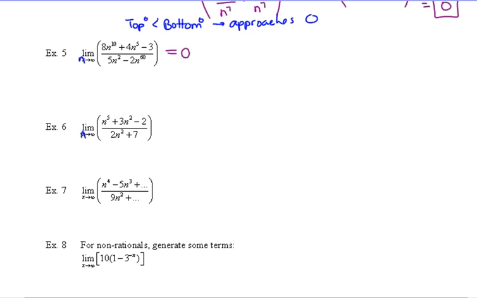Okay, last type. Bottom degree is less than the top here, or top is greater than the bottom. Let's divide everybody by the highest degree. What's the highest degree? N to the 5. So I'm going to go straight to simplifying this. We'd have 1 plus 3 over n cubed minus 2 over n to the 5, all over 2 over n cubed plus 7 over n to the 5.